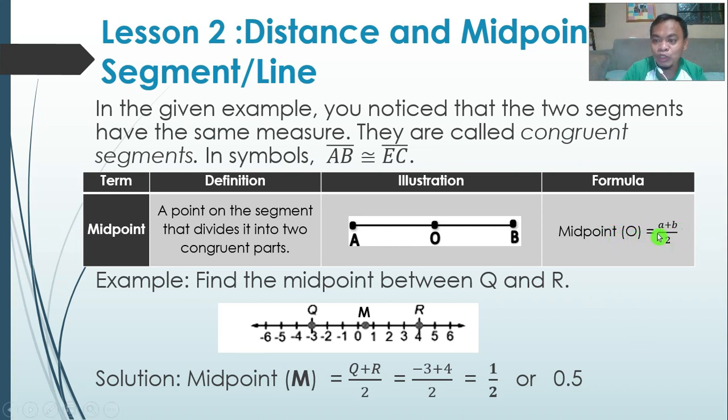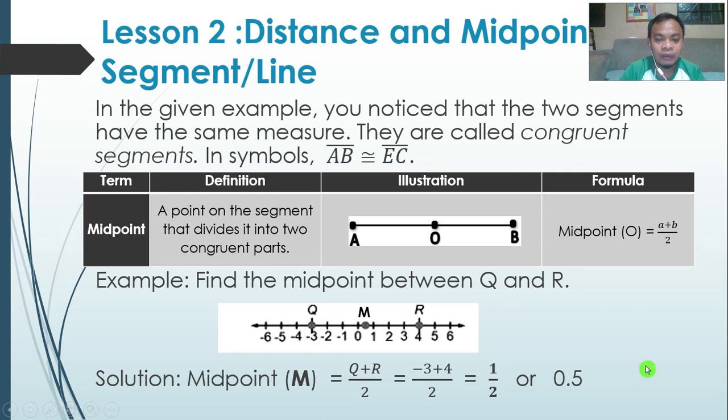And the formula for the midpoint is M is equal to small a plus small b over 2. Small a is still the coordinate of the first point, and small b is the coordinate of the second point, tapos divide 2. Bakit divide 2? Kasi 2 equal parts or congruent parts.